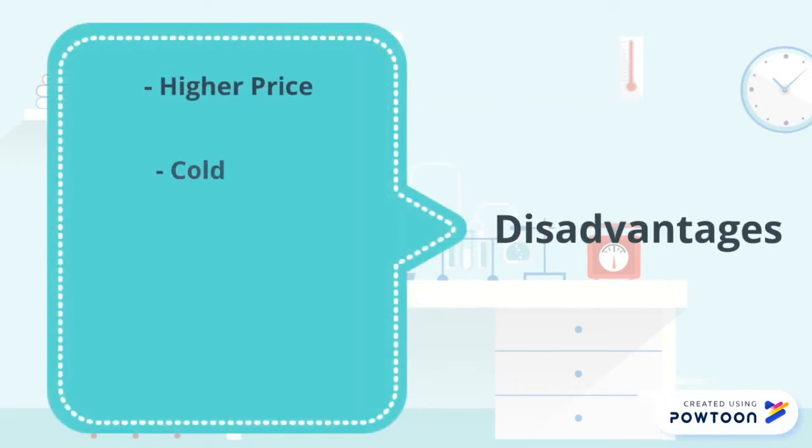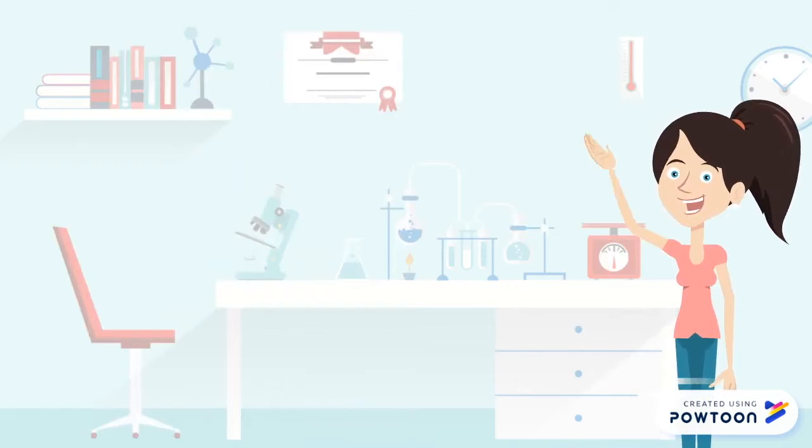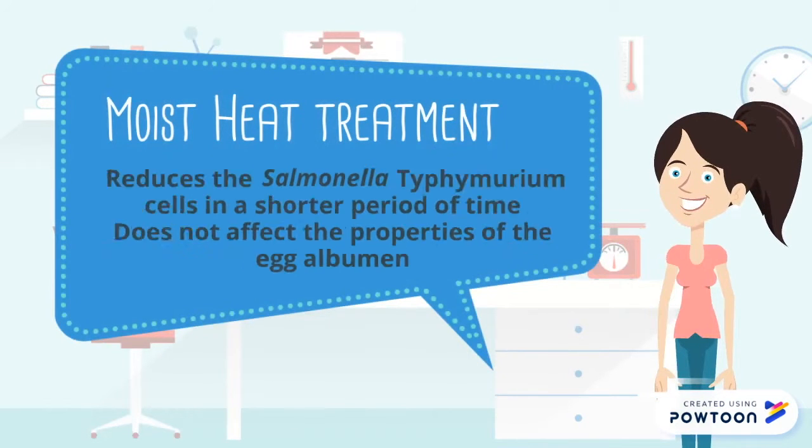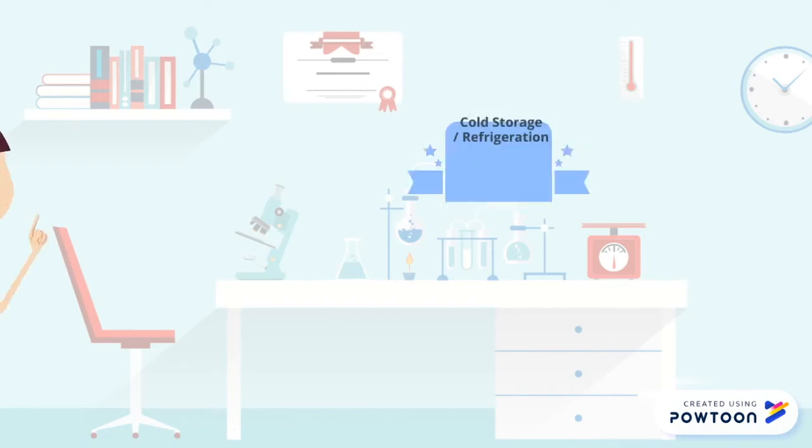Meanwhile, the downside of pasteurization includes higher price and also cold chain transportation is required. Careful supervision is also needed to ensure that the heat-sensitive egg whites do not denature and coagulate in the process of pasteurization. Moist heat pasteurization method is superior because it reduces Salmonella cells in a short period of time compared to dry heat pasteurization and doesn't affect the properties of the egg albumin.